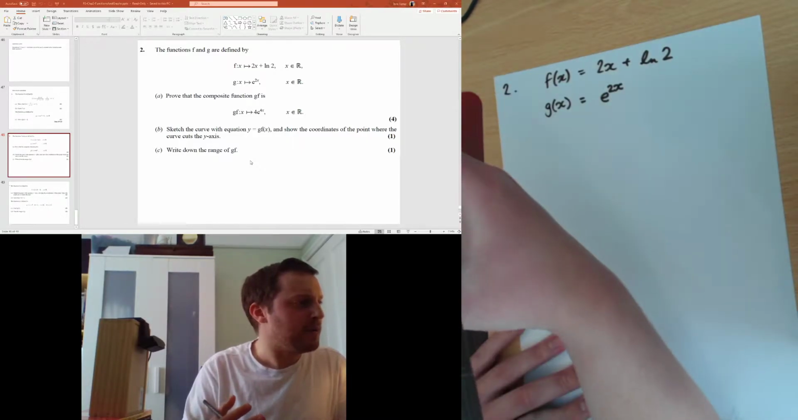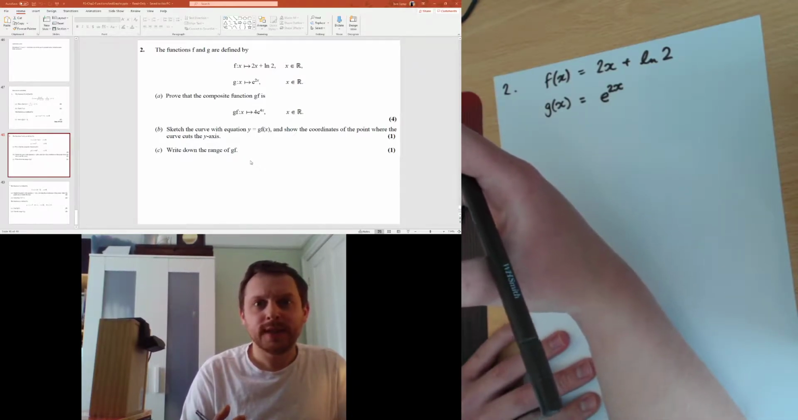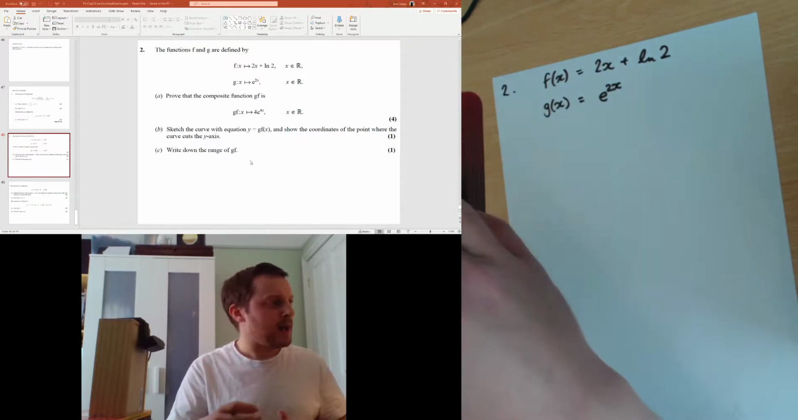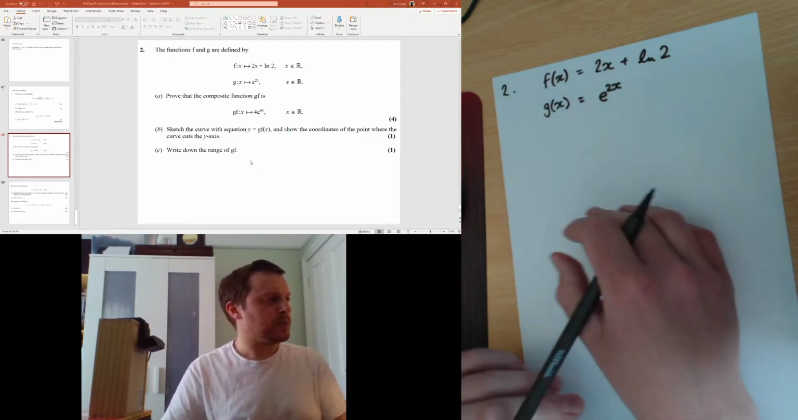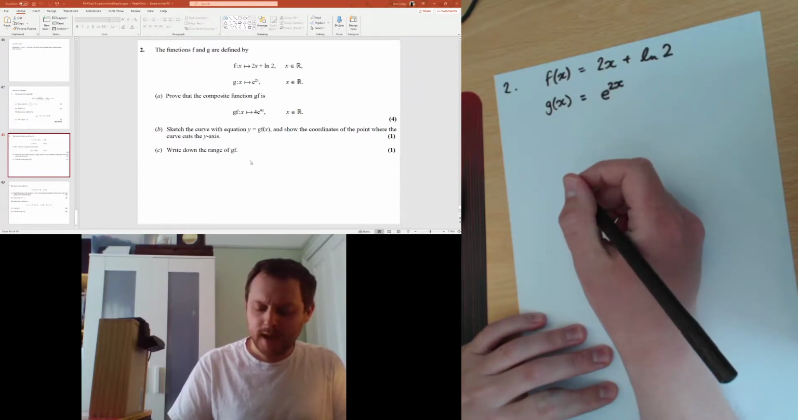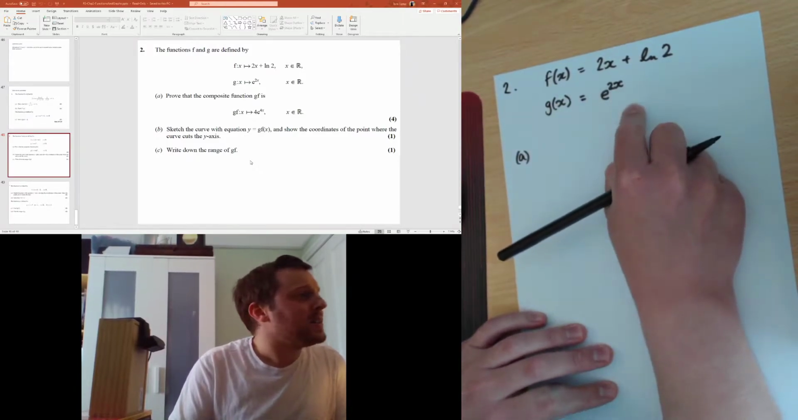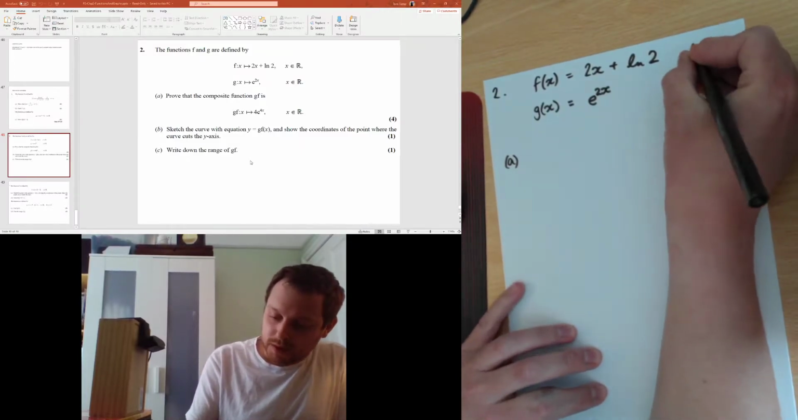And we have to be aware of laws of indices. I'll write the laws down as we come to use them, just to remind you. Okay, so part A. Oh, and x is all real numbers for both of these, right? Okay.